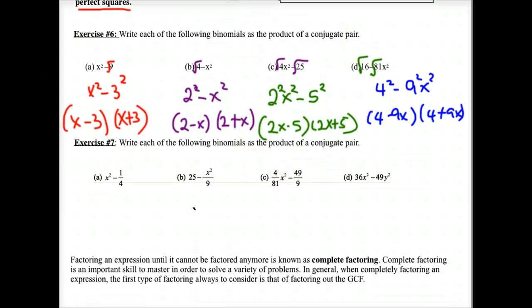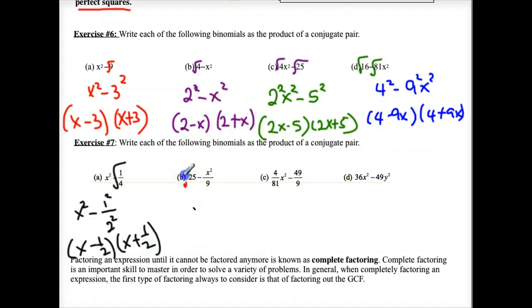Number exercise 7 is very, very similar. Square this. So I can rewrite this as x squared minus, we take the square root of that, it'll be minus 1 over 2 squared. Remember, this is the same as 1 squared, so when I write this off, it'll be x minus 1 half, x plus 1 half.